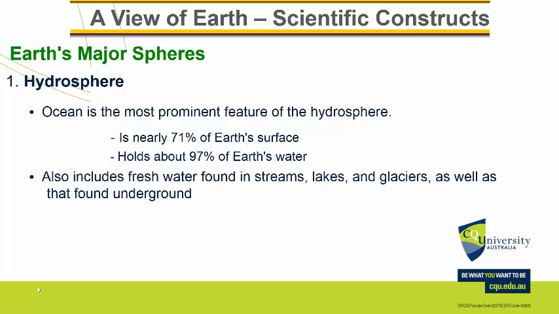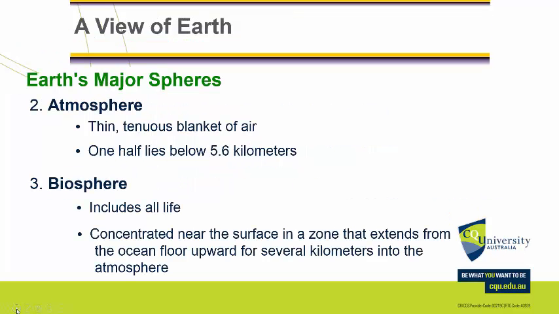The Earth's major spheres, there are four of them. We've got the hydrosphere, the ocean, predominant feature. It's about 71% of our surface, and it holds about 97% of the Earth's water. So it gives you an idea of, again, some little inquiry tasks here, salination versus desalination. It also includes fresh water found in streams, lakes and glaciers, as well as that found underground.